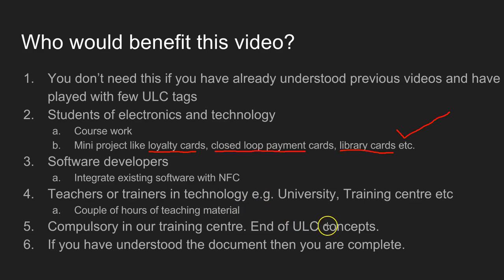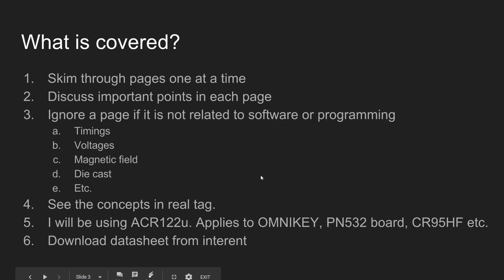When I train in my training center, this concept of going through the datasheet is compulsory. We call this the end of the Ultralight C concept. It's like saying, if you have understood this document on your own, then you are complete. So I'm going to skim through the pages one at a time, and we're going to discuss the important concepts on each page. We're going to ignore anything that is not related to software or programming.